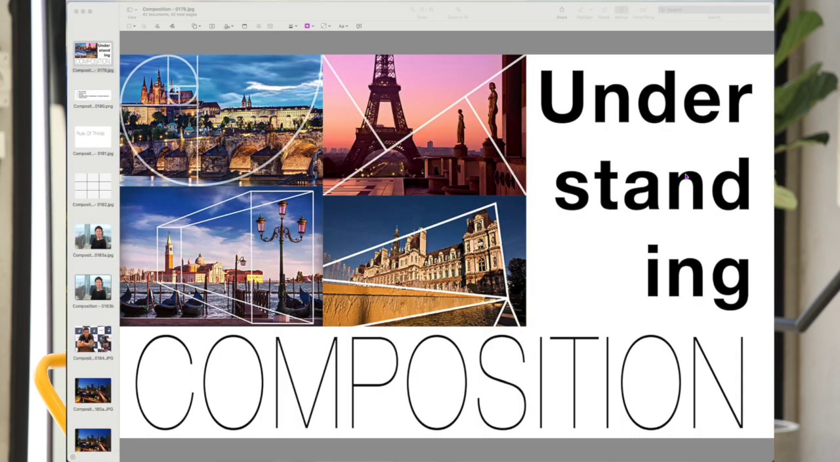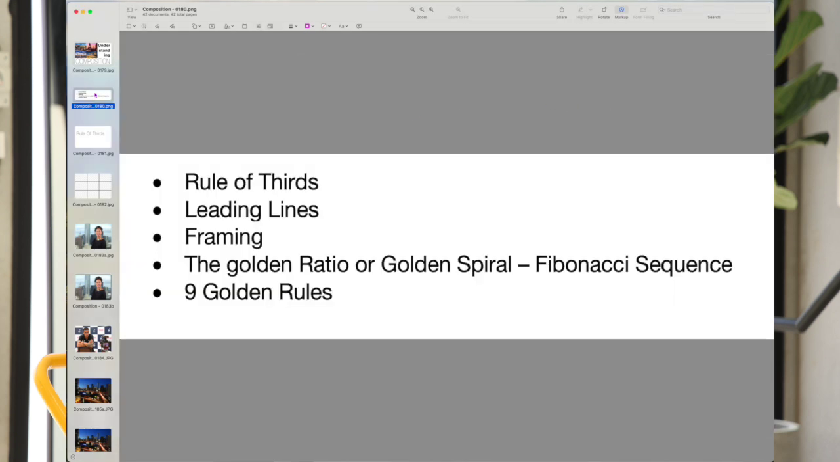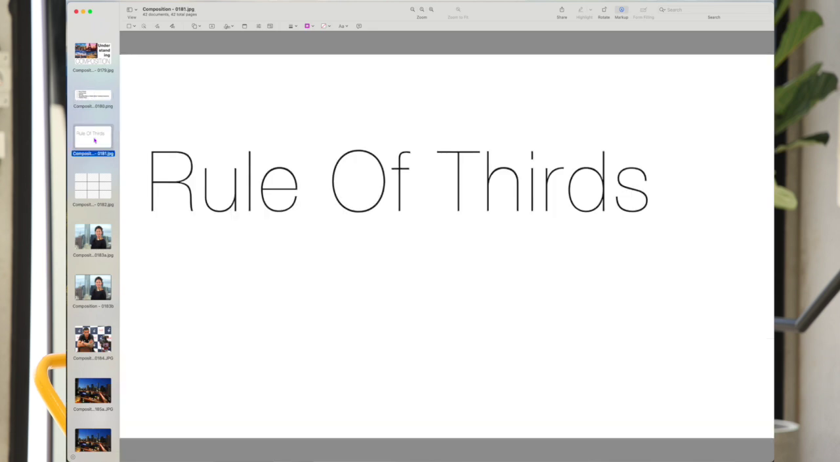Now, let's get started. So, understanding composition. The things we're going to run through today are the rule of thirds, leading lines, framing, the golden ratio or the Fibonacci sequence, and then we're going to finish off with the 9 golden rules. Let's start with the rule of thirds.